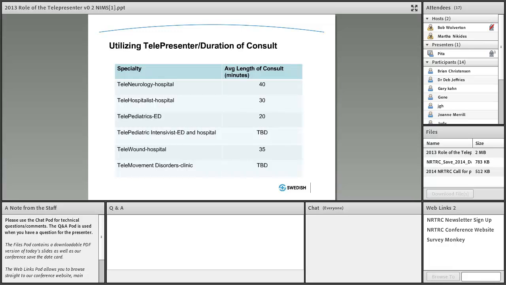You will see that besides teleneurology and telehospice, we have telepediatrics in our ED. And we have just launched the telepediatric intensivists in both the ED and the hospital. I don't have any consults under our belt yet, but that could happen any day. Telewound is a fantastic program.